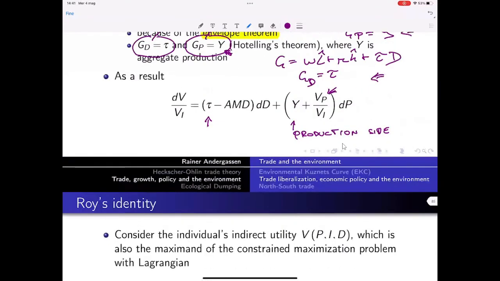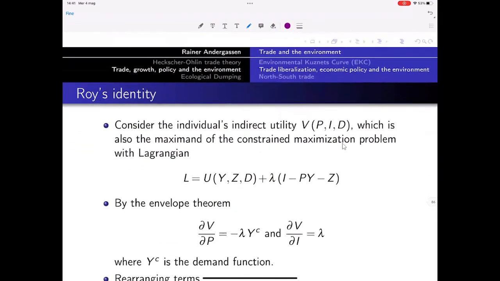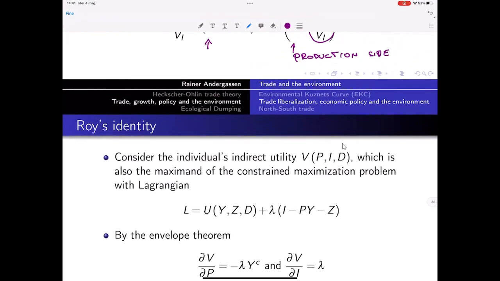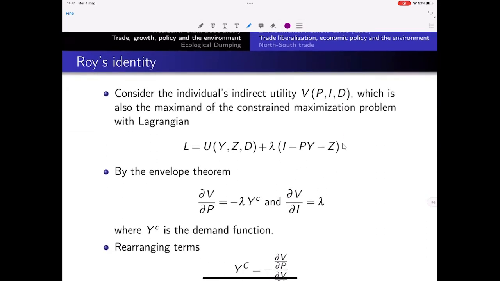The only thing I have to do now is calculate Vp over Vi. It's quite simple because, again, I'm going to use the envelope theorem. So how can I calculate Vp over Vi? What I have to do is use the Lagrangian, because the Lagrangian is the utility value.